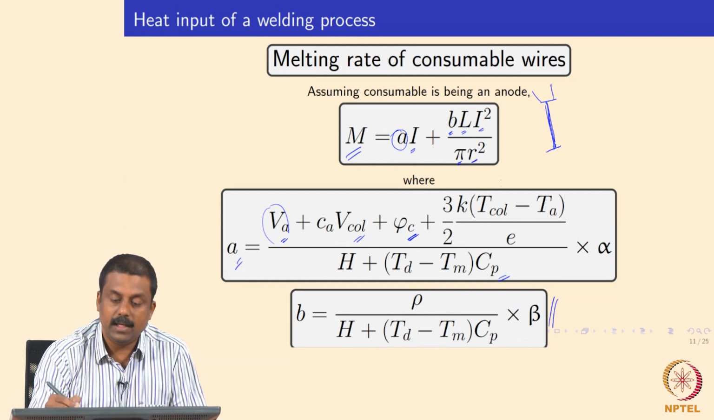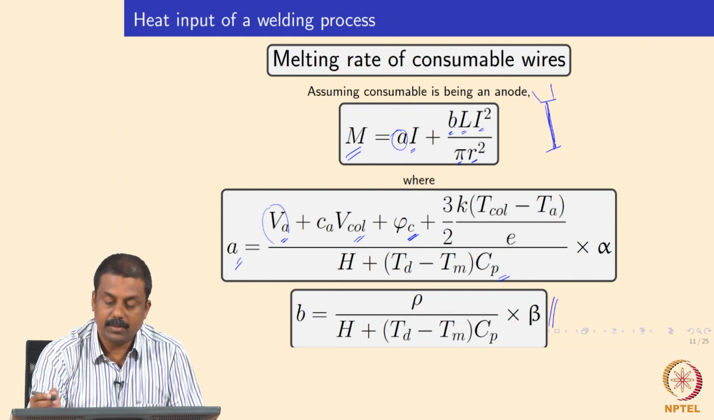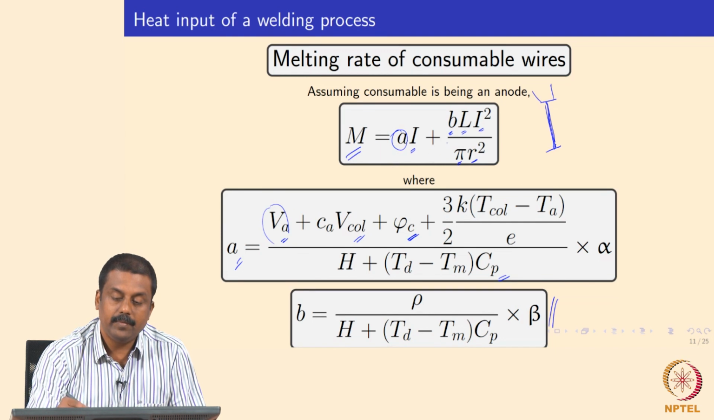So A and B are constants for a given material and for given process conditions, whether it is electrode positive or negative. If you know A and B for a given stick out length and filler wire diameter, we can calculate the melting rate for a given welding current.